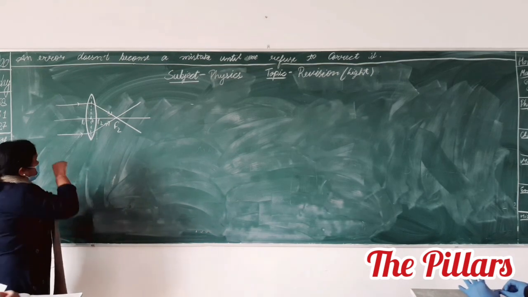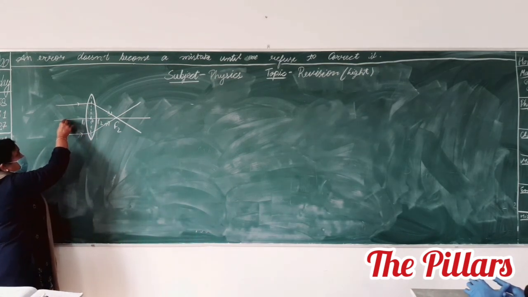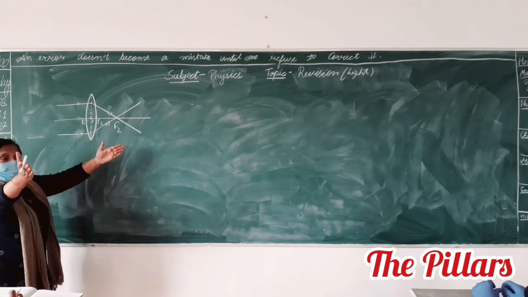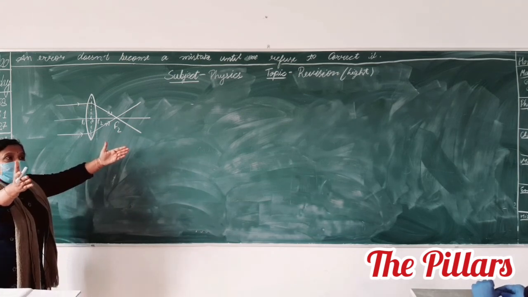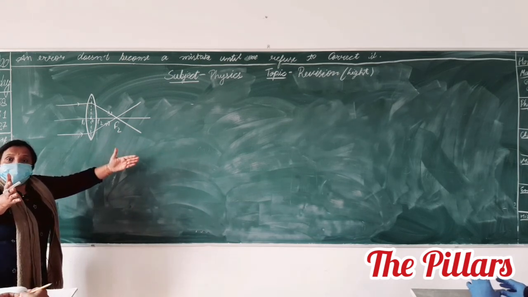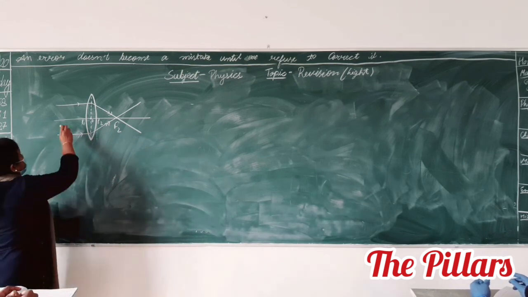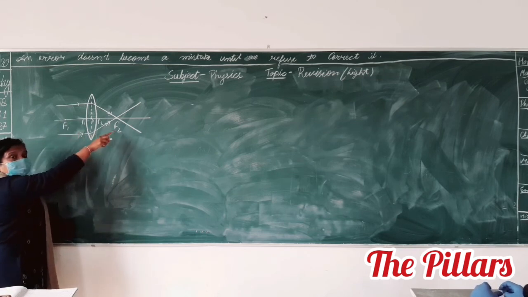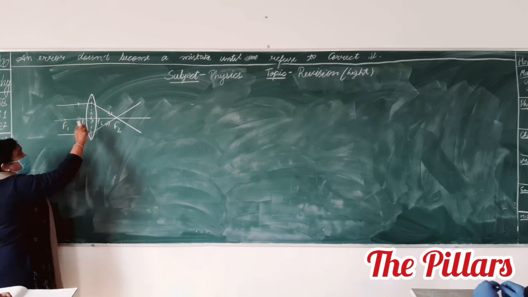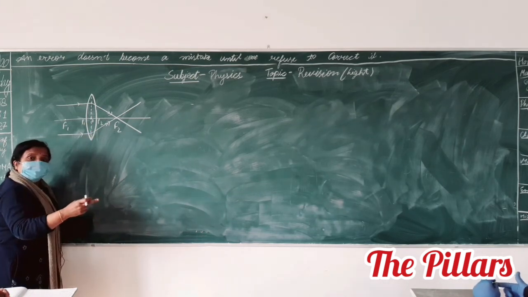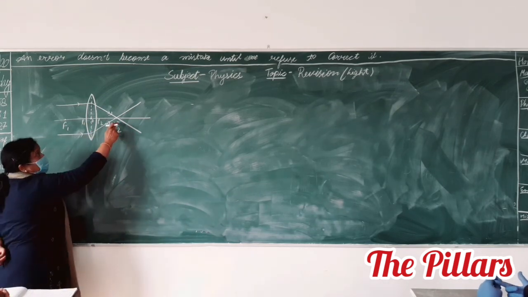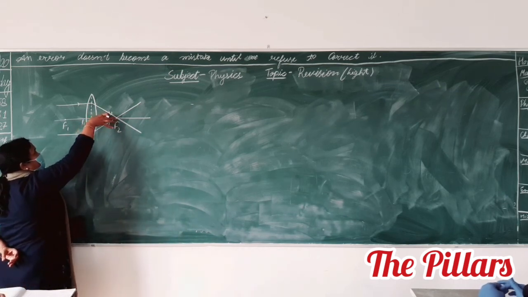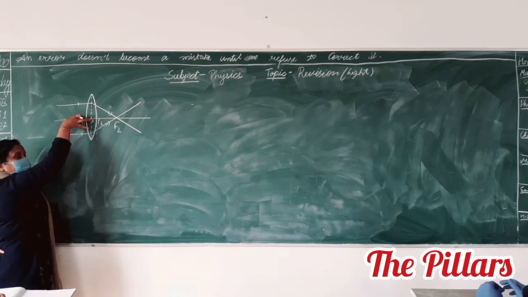Okay. And what about F1? F1 is where light rays starting from a point, after refraction, become parallel to the principal axis. This is your first focus and this is your second focus. Look onto the board. And when we talk about principal focus, which focus are we talking about? F2. Okay. And the distance OF2 and OF1 will remain the same.